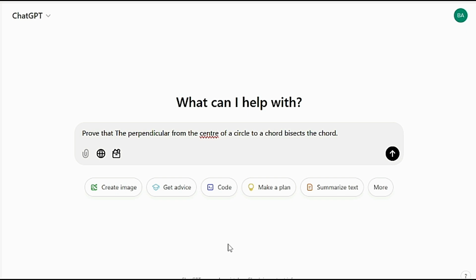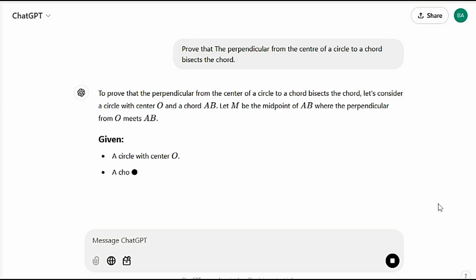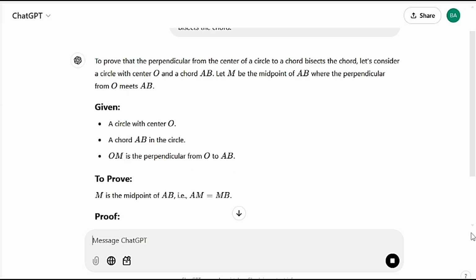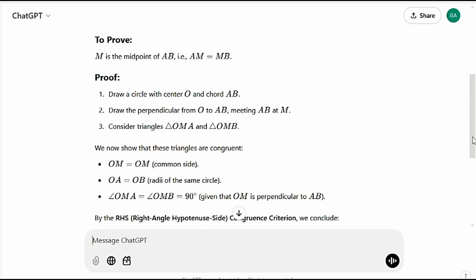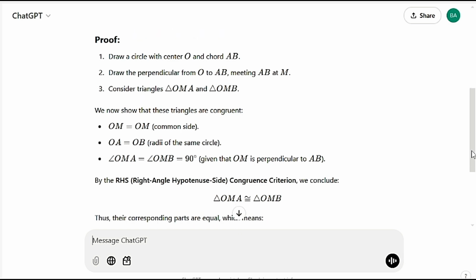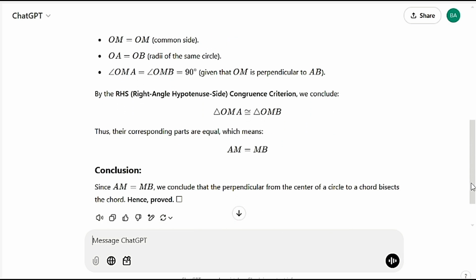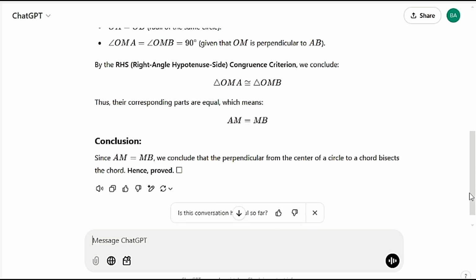To prove the theoretical part of this theorem, we can use artificial intelligence, and for this I am using ChatGPT. We can write here: prove that the perpendicular from the center of a circle to a chord bisects the chord. If we enter this, we can get the proof of the theorem, and we can use it to write in our notebook, or note it at any other place that we want to copy it. So this is the written part of the theorem.